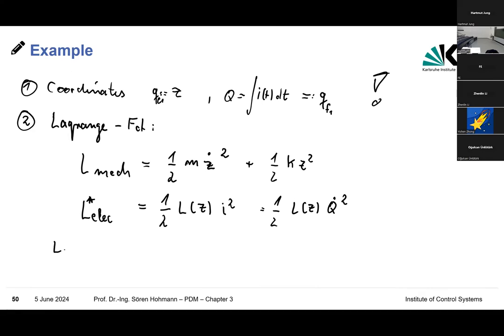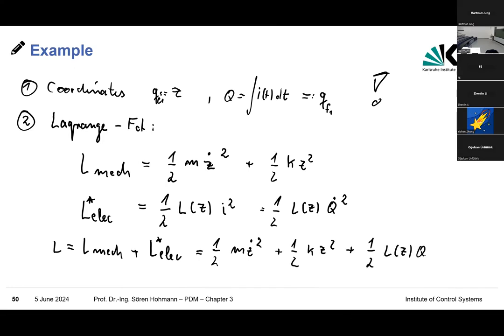The entire Lagrange function is given by the mechanical part plus the electrical part, which is given here. So I glue everything together: a half m z dot squared, plus a half k z squared, plus a half L(z) q dot squared. Okay, with that, we can do our calculations. And then if this is done, it's routine.